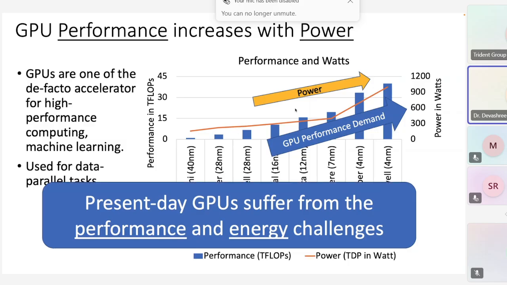So that's a very important challenge that present-day GPUs suffer from, both energy and performance challenges. So for developing the AI models, we also have to take the scalability, the AI infrastructure challenges, and energy efficiency really, really seriously.